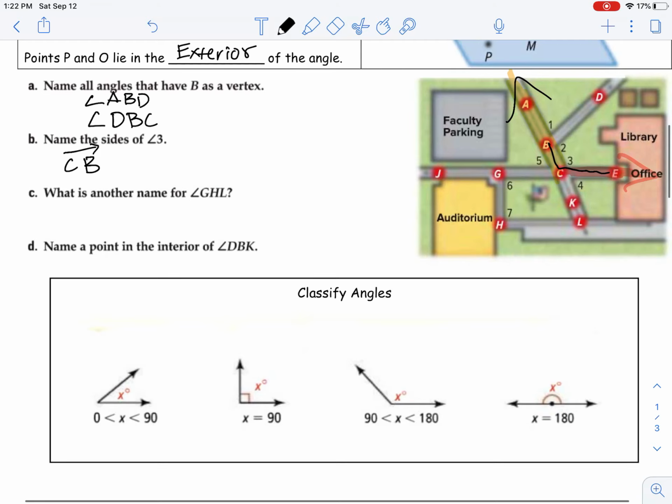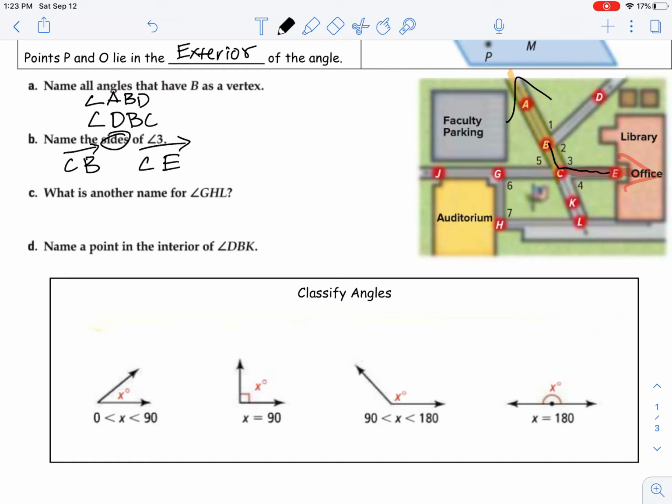And then on the other one, CE would be another side. With the sides, they're always going to be rays, which means they're always going to be just 2 letters. I've had so many kids try to type in 3 letters on the homework for a side. You got to realize that's an angle. If you're doing 3 letters, you're talking about an angle. 2 letters would be a side.